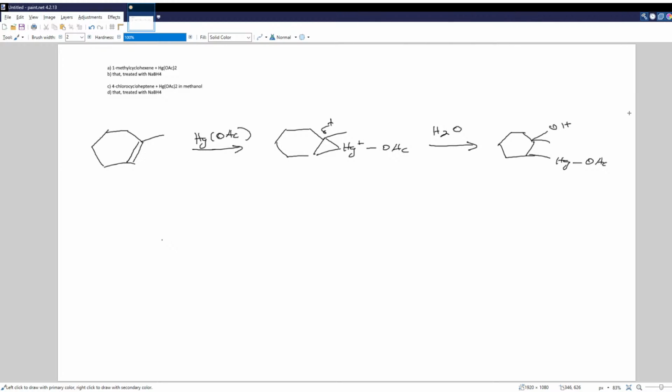And then whenever it's treated with NaBH4, we'll end up with this thing. Well, that was easy. What do you call this? Call this 1-methylcyclohexan-1-ol. I think. Yeah, nice.